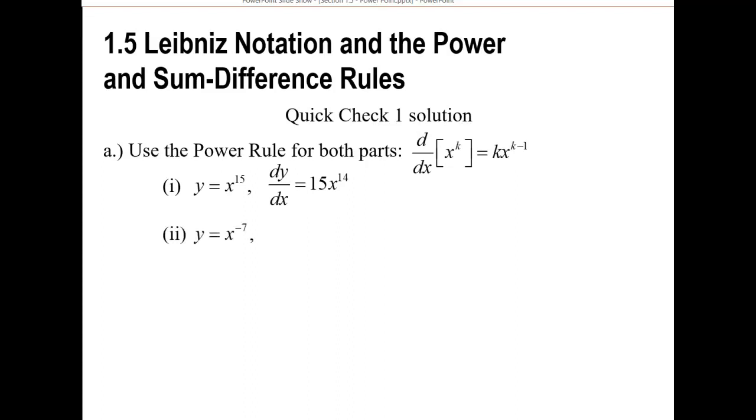Y equals x to the negative 7th. Take the derivative with respect to x. Negative 7 is the coefficient. The new power of x is 1 less. So negative 7 minus 1 is negative 8. So the derivative is negative 7x to the negative 8th.